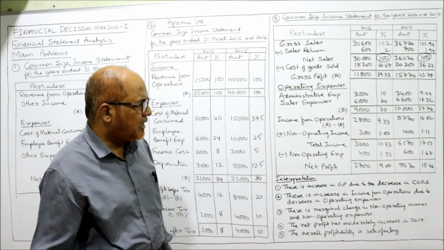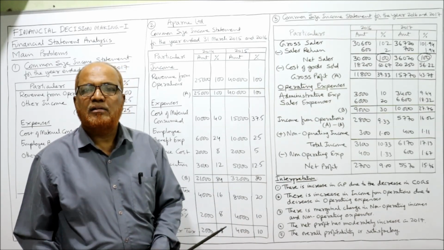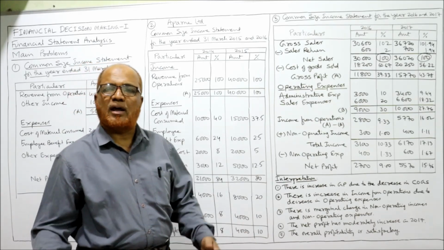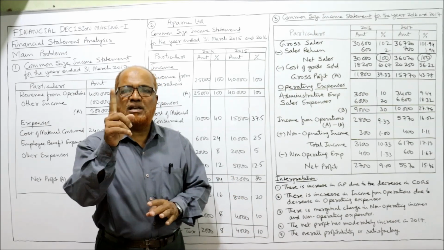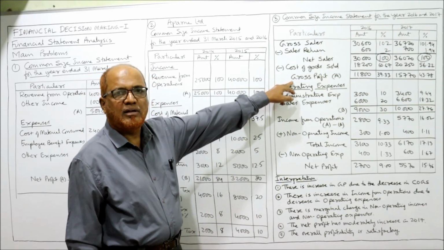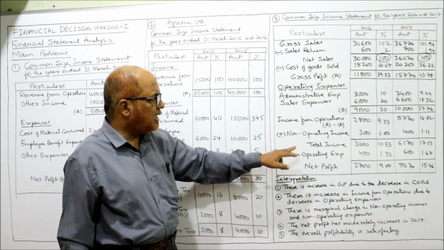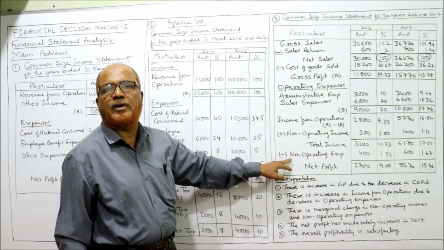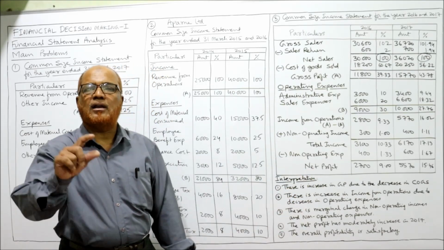This way you have to give the interpretation. Here I have written the interpretation. Whatever I have explained, that should be your interpretation. You can write in your own words. The only thing is the logic. First, give the interpretation regarding GP. Second, give the interpretation regarding income from operations. Third, give regarding non-operating income and non-operating expenses. Lastly, give the net profit, then the conclusion.